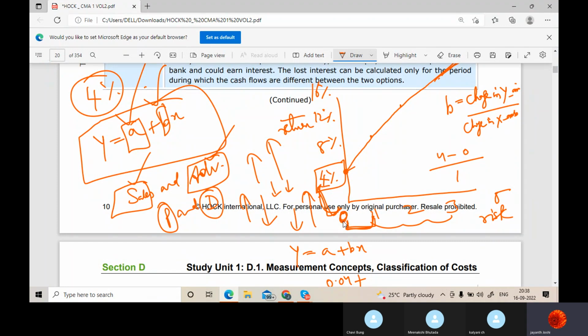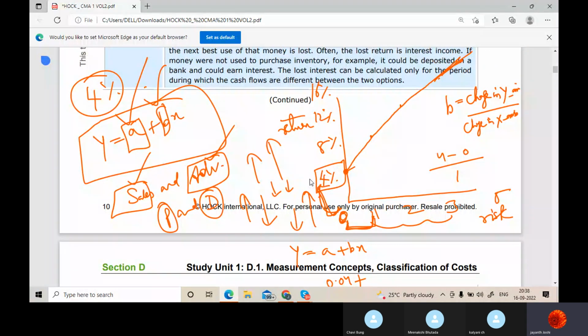At 0 risk, the returns are 4%. But if I want to go from 4 to 8, returns are from 4 to 8. That means I have to go from 1 to 2, correct. So 8 minus 4 by 2 minus 1. So that is 4 by 1, 4.